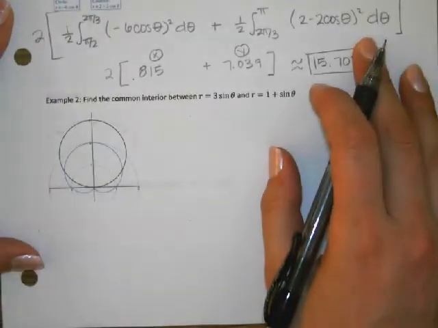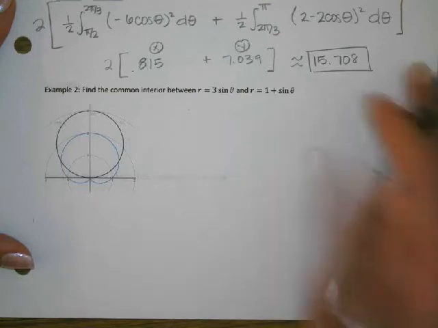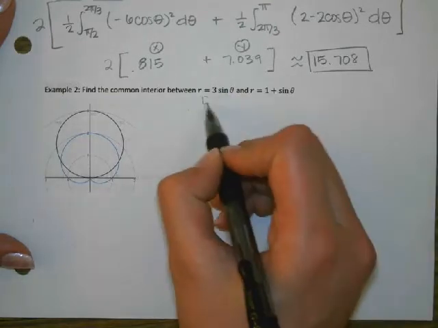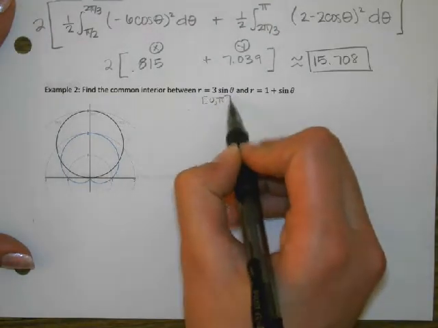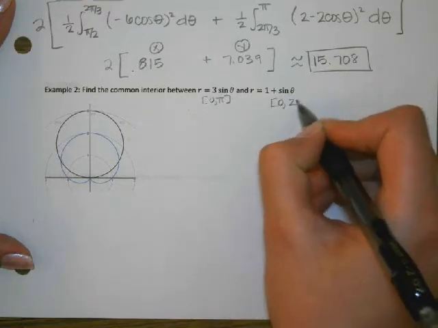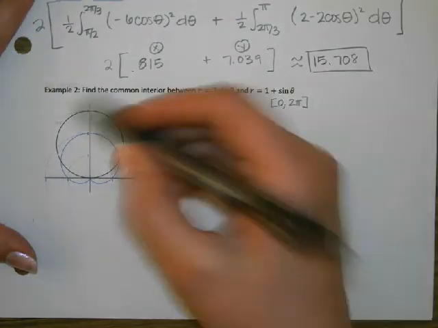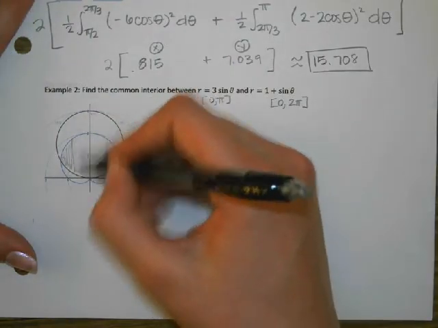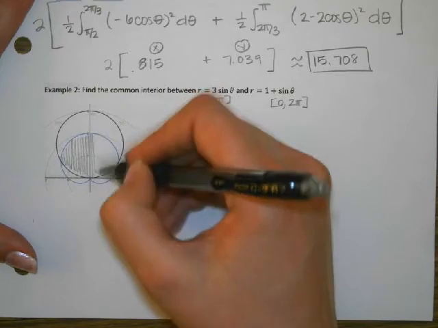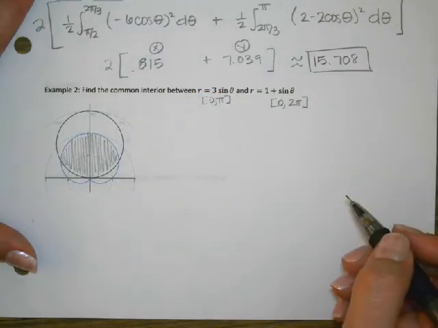All right. Example 2, find the common interior between this circle, where the interval is from 0 to pi, and another cardioid, which is going to be from 0 to 2 pi. And again, we want to find what angle we have for where these two things cross each other. So I know that the area we're looking for is right in here, this kind of egg shape again. That's what we're looking for.